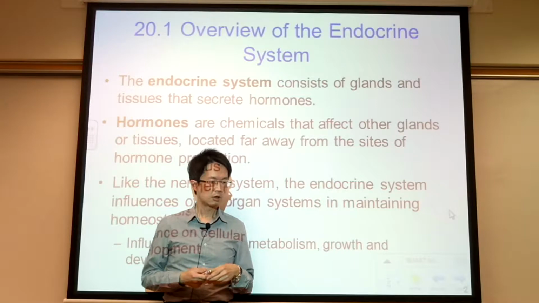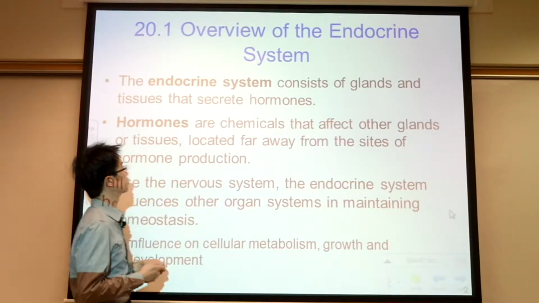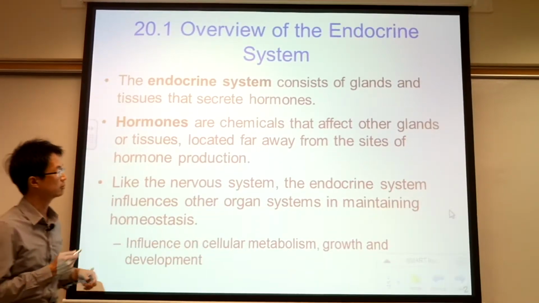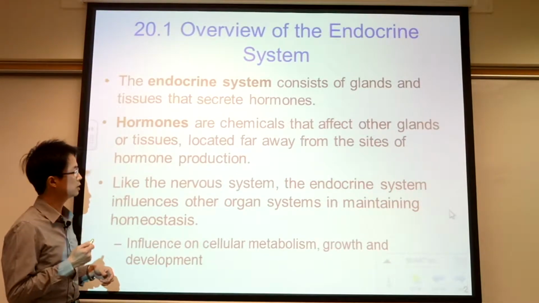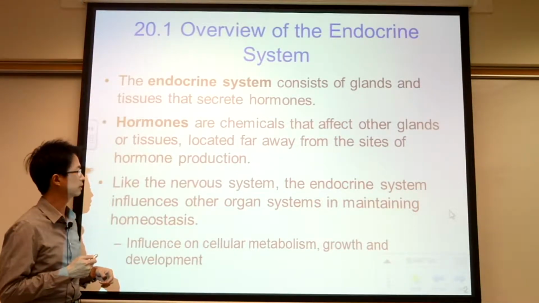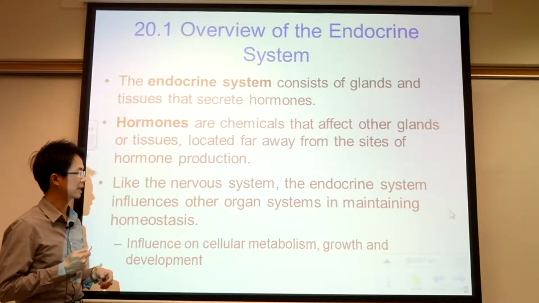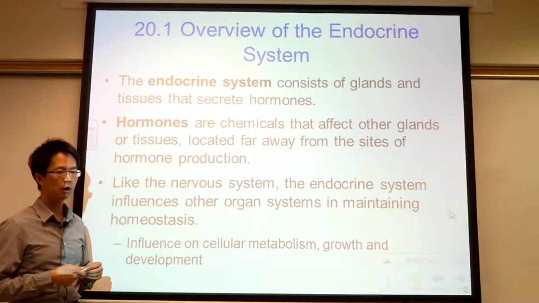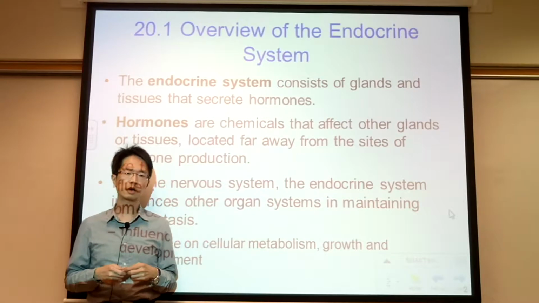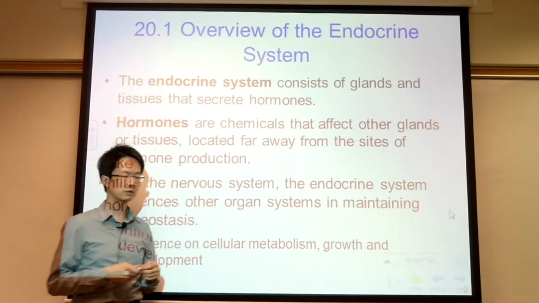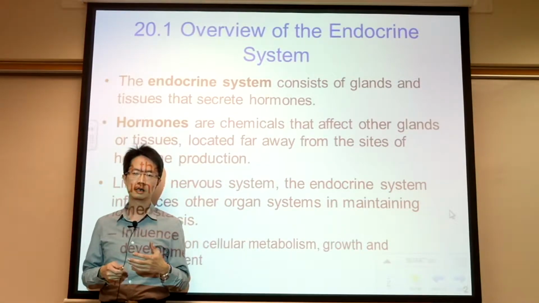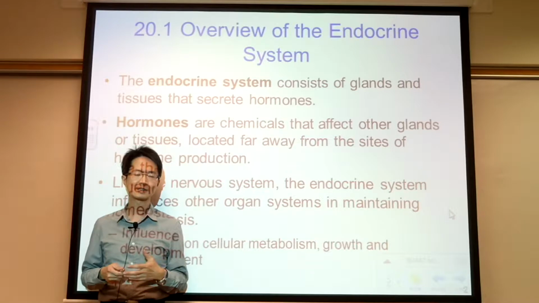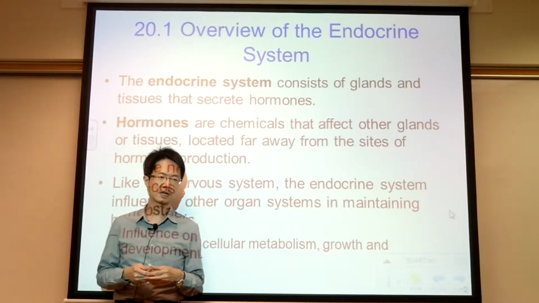So hormones, what are hormones? Hormones are chemical messengers that can affect other glands or other tissues located far away from the glands. By definition, hormones travel by blood vessels. They travel by blood. That's why hormones can work on an organ or tissue that is farther away from the gland.